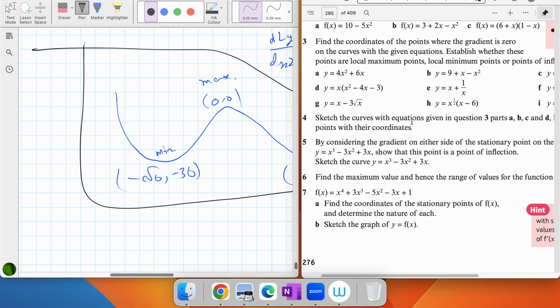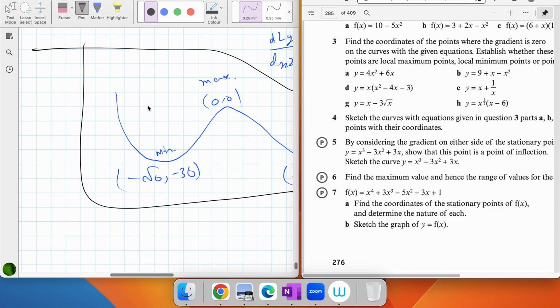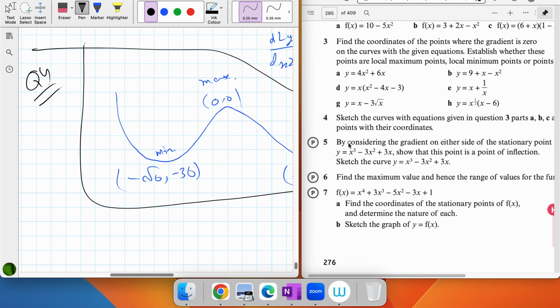Sketch the curves with the equations in part. Okay. Question number 4 says sketch, so indirectly we did this question 4 as well. Not for every part, but yes. Look at question number 5.